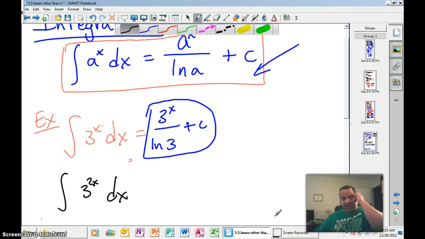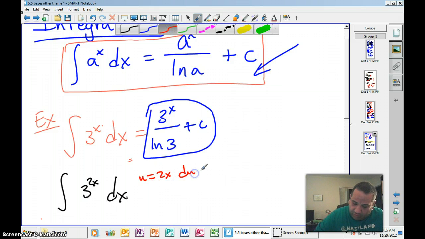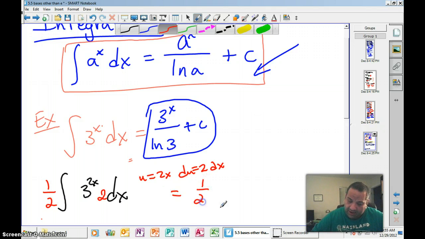So now the power obviously is a little different. What I'm going to do is set u equal to 2x. Therefore, du is 2 dx. So now if I put a 2 here, I can do 1/2 out here. So now I get 1/2 the integral of 3 to the u du. Now it will look like the top.